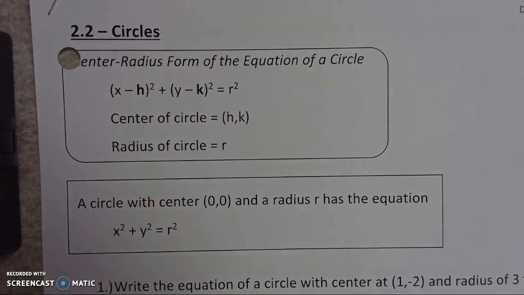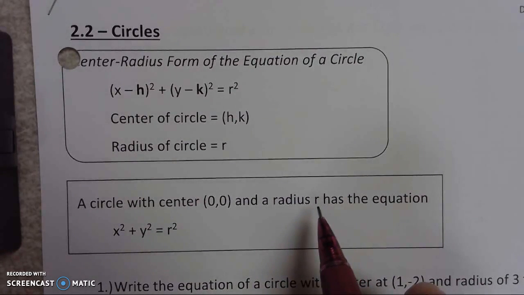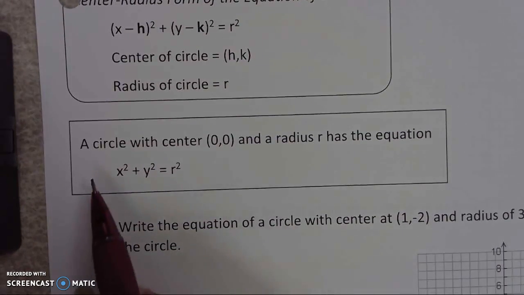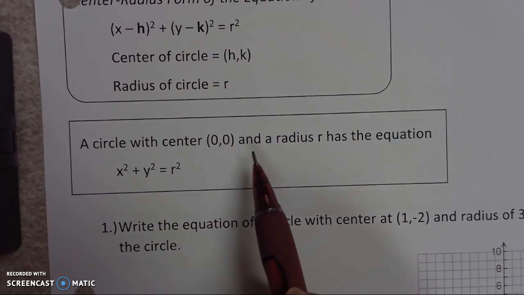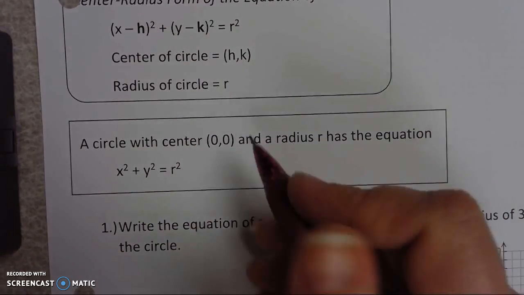Remember, the radius of the circle is the distance from the center to the outer edge of the circle. And we can use this information to help us graph this equation. If I have a circle with the center 0, 0 and a radius r, the equation is going to be x squared plus y squared equals r squared.